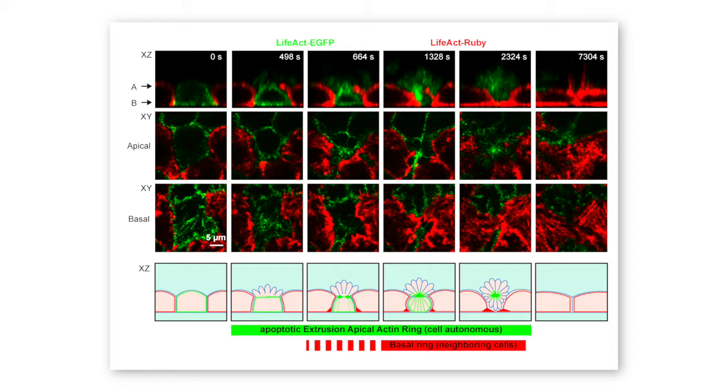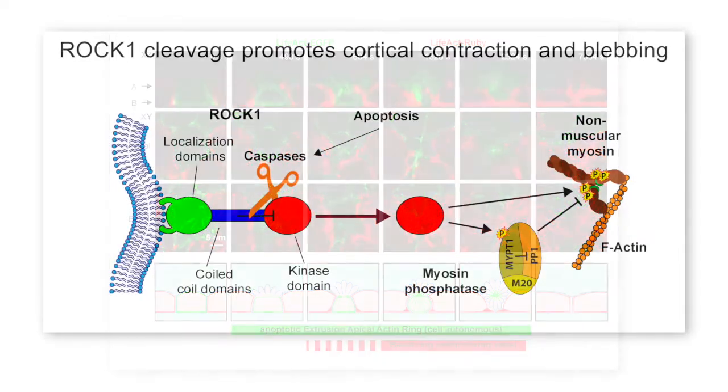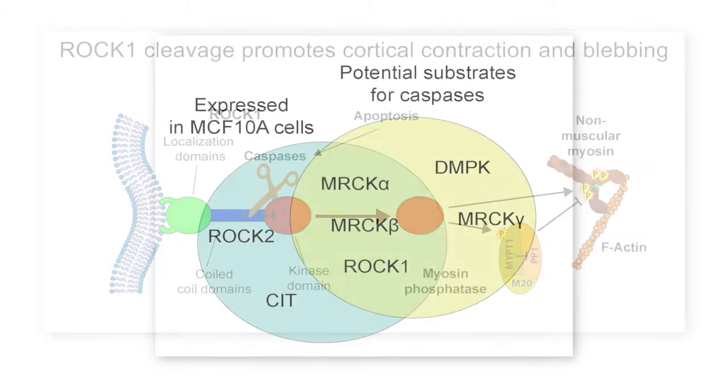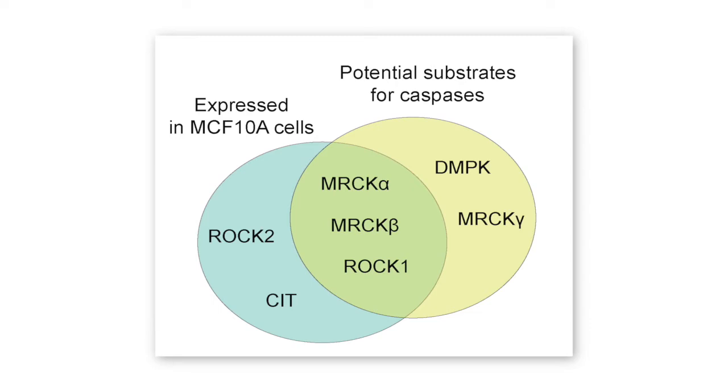Epithelial extrusion depends on myosin contractility, and it is known that, during apoptosis, caspases can cleave and activate the Rho kinase ROCK1, allowing it to phosphorylate the myosin light chain MLC2 and stimulate myosin activity. Gagliardi and colleagues investigated the role of 3 Rho kinase family members, ROCK1, MRCK alpha and MRCK beta, that appear to contain caspase cleavage sites and are expressed in the epithelial cell line MCF10A.